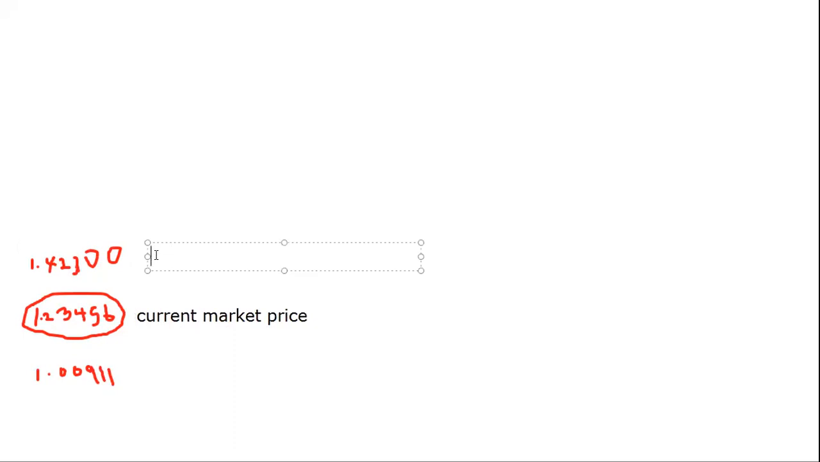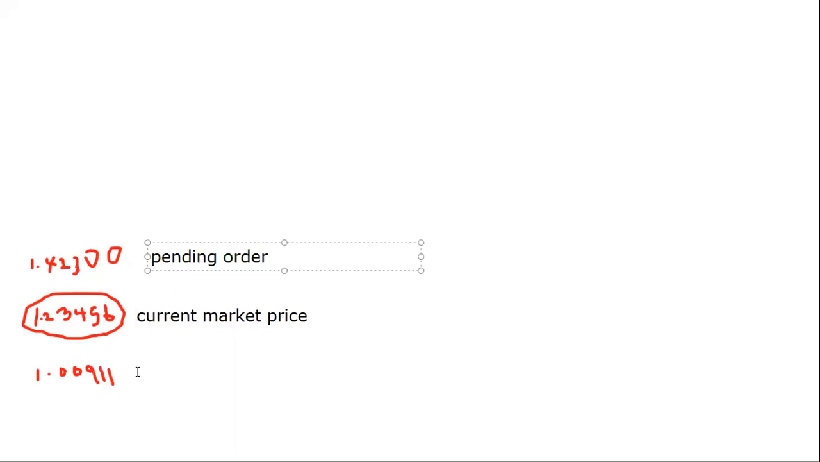So I can decide to place my trade at 1.4, for instance. I can decide to place my trade at 1.42300. It's a pending order. I can as well decide to place my trade at 1.00911. It's also a pending order. So right here is the current market price. And then up here, if I take my trade here, it's going to be a pending order.